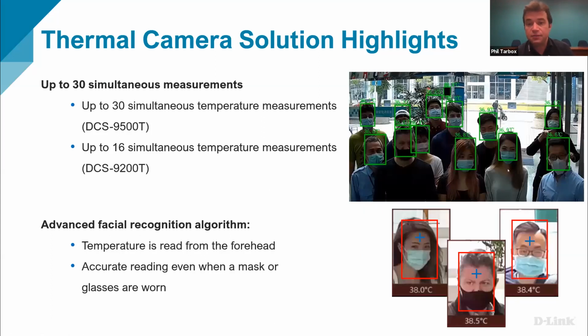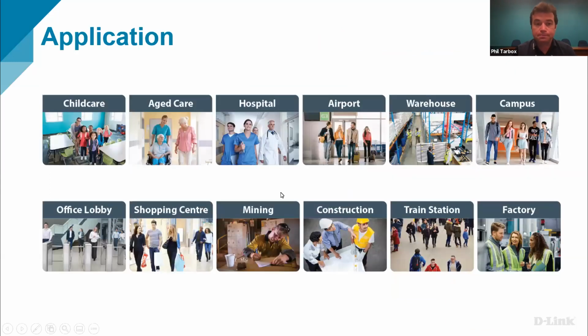So again, the only difference between the two products is the number of people which can be measured simultaneously. And as you'll see from our demonstration a little bit later on, we are able to give you a reading even when a mask or glasses are being worn. There are certainly some products on the market today where it is required that masks are removed or reading glasses are removed as well, which is of course pretty impractical and is going to result in very low compliance. Temperature on the two D-Link cameras is read from the forehead, which is of course an ideal place to take temperature from.